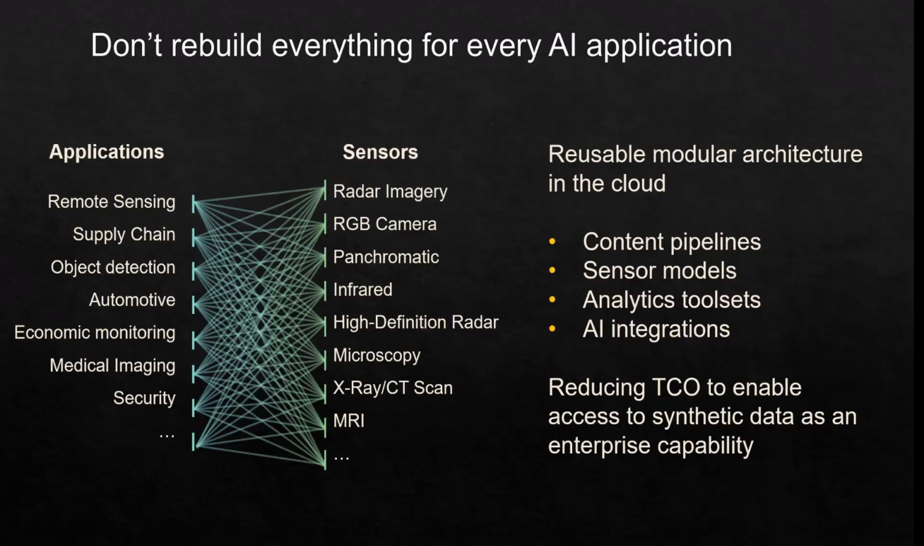Ultimately, the point of providing a platform is so that our customers don't have to rebuild everything for every AI application. And what we are doing is building out this capability to capture sensors and sensor platforms for specific vertical applications in a modular architecture that can be deployed to the cloud, and that includes content pipelines, sensor models, analytics tools, and integrations to popular AI toolkits such as SageMaker and to NVIDIA Tau. The ultimate goal of providing a platform is to reduce the total cost of ownership to our customers to enable them to access synthetic data as an enterprise capability.